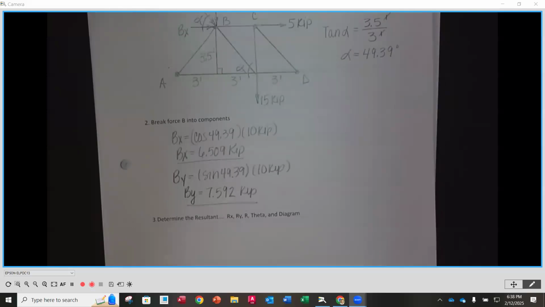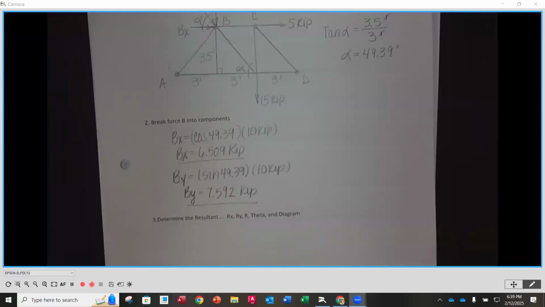Just confirming. You guys got the same values here for Bx and By. I didn't do them twice, but I'm pretty sure that looks and seems like it's right. Thank you, Connor. Awesome. And Brooke and Gabrielle. Awesome. Thank you.